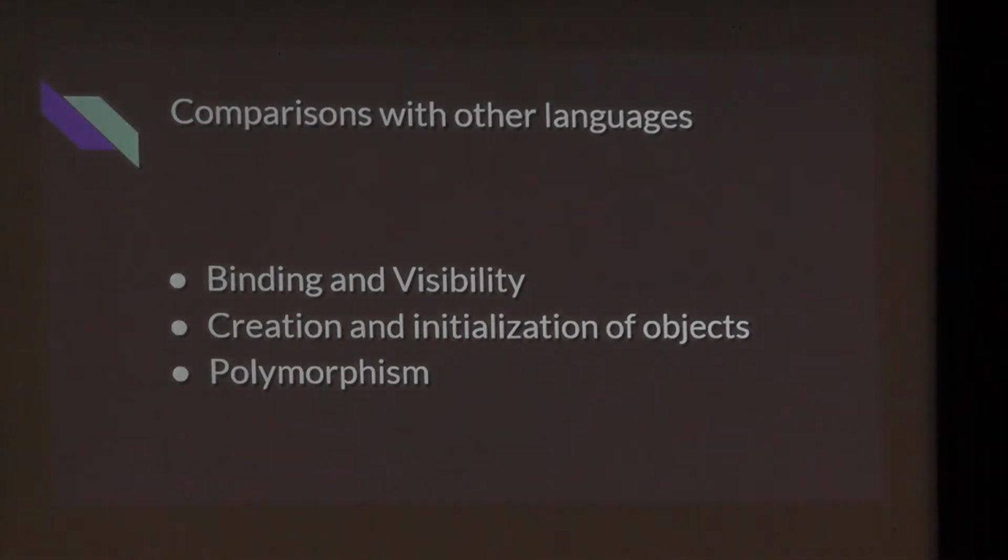And all the time during the course, we do comparisons when it is possible with other languages. For example, when we talk about binding and visibility, or about creation and initialization of objects, we compare with Java, for example, or with C++. And also when we work with polymorphism and hierarchy and all the related themes.